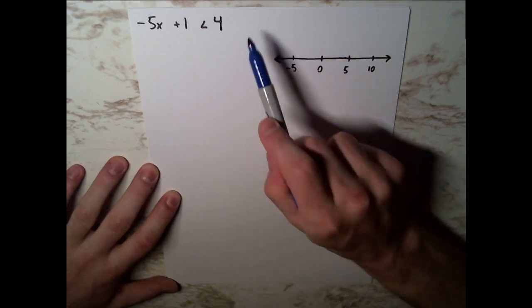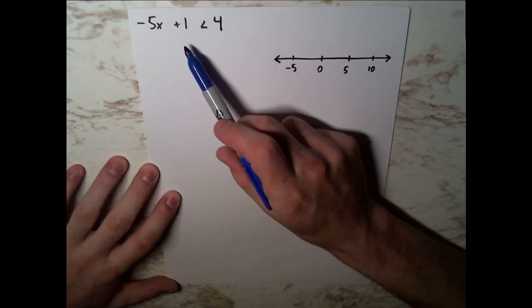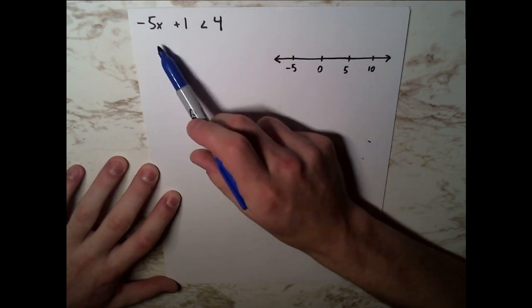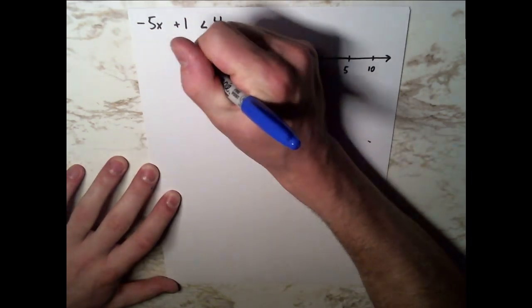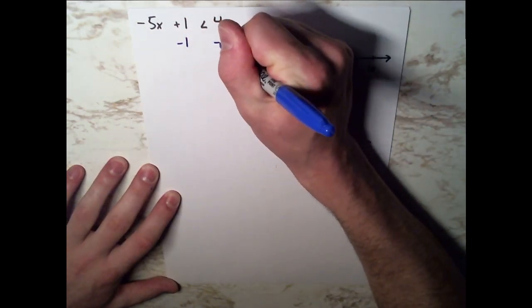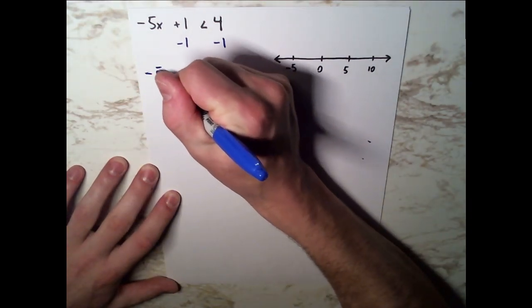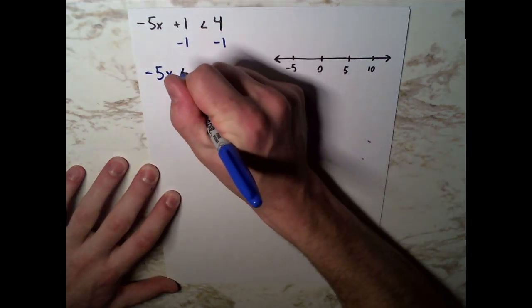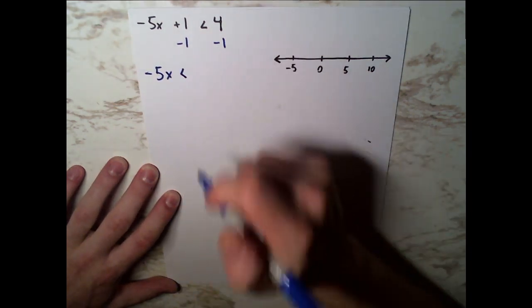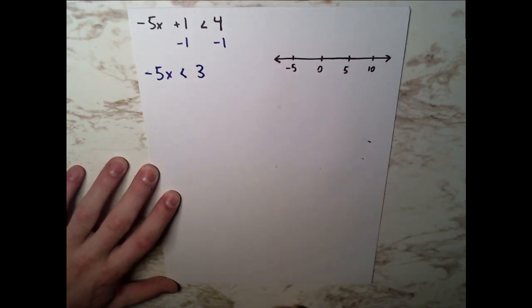So if we're solving this like it's a normal linear equation, we're going to want to get all of our x terms on one side and then everything else on the other side. We're going to subtract 1 from both sides. So we're going to have negative 5x is less than, and then 4 minus 1 is 3.